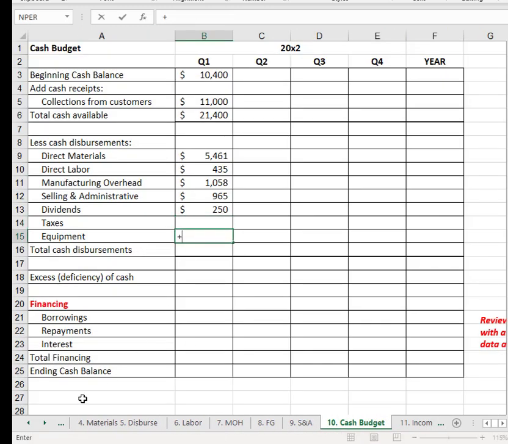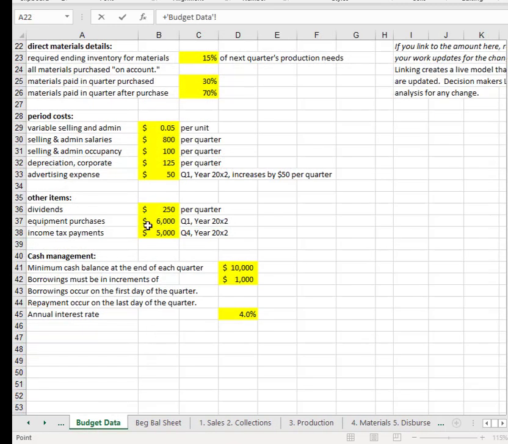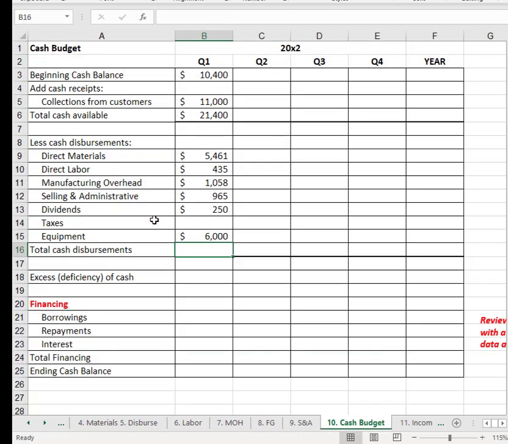What about equipment? Let's go over here, see what they tell us. Equipment purchases, $6,000 in quarter one only. Okay, so those won't be in every quarter. Total cash disbursements now. We add all of that up, and there we go. So then we have either an excess or deficiency of cash.